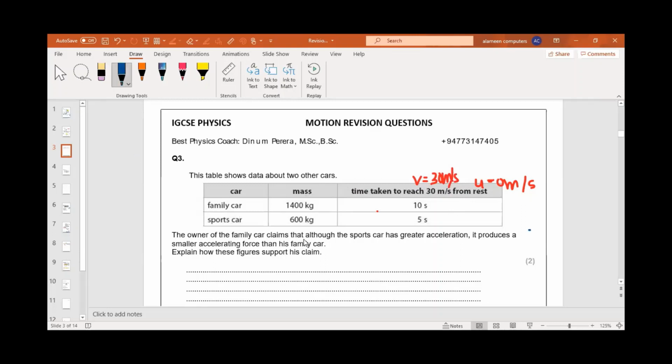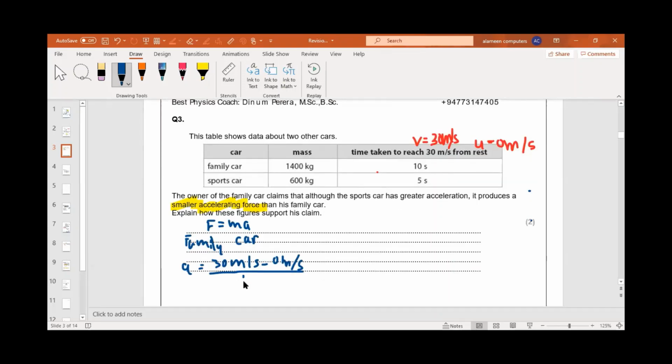The owner of the family car claims that although the sports car has greater acceleration, it produces a smaller accelerating force than the family car. We are going to find the acceleration of the family car. Its final velocity is 30 meters per second. Initial velocity is 0 meters per second. Time taken to reach 30 meters per second is 10 seconds. So it comes to 30 divided by 10, which is 3 meters per second squared. That is the acceleration.